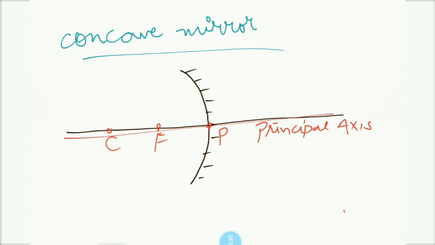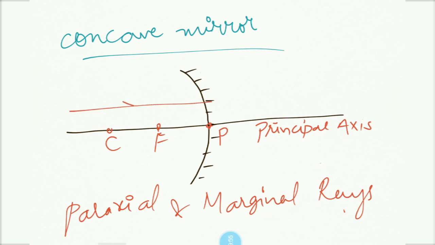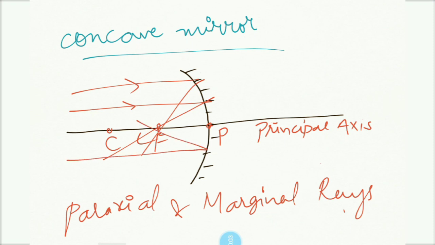Now, if this is the principal axis, you all know, right? So first I will tell you what are paraxial rays. I will just write them here. Paraxial rays and marginal rays. First see, when we send a beam of light to the mirror, it will come from the focus, obviously, I just told you. Here also I am passing a beam of light. It will pass through the center, I mean the focus.